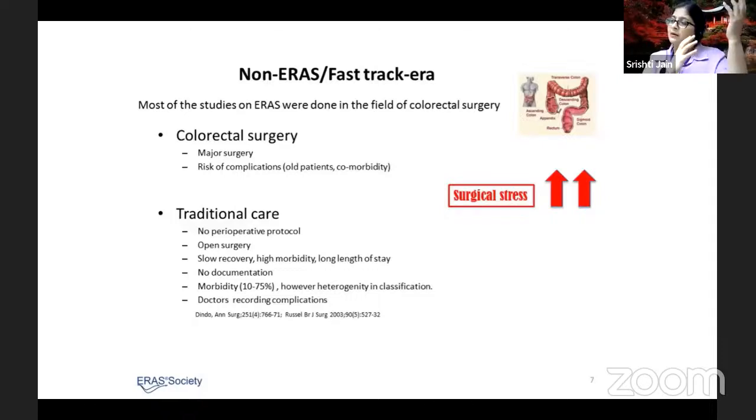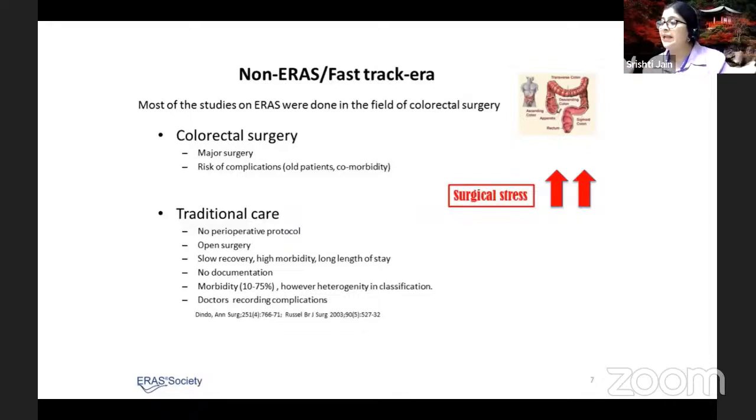Now let's go back 30 years, when there was no ERAS. It was a fast track era. Most of the studies on ERAS were done in the field of colorectal surgeries. Colorectal surgeries are major surgeries, and the risk of complications is higher. If we were following traditional care, because there was no perioperative protocol, open surgeries were done, there was slow recovery, high morbidity, long length of stay, and no documentation. Even if documentation existed, there would be a huge amount of bias because it would be done by the surgeons themselves.